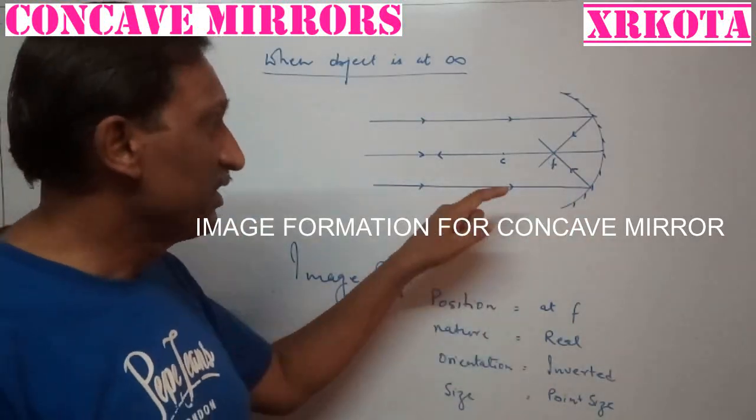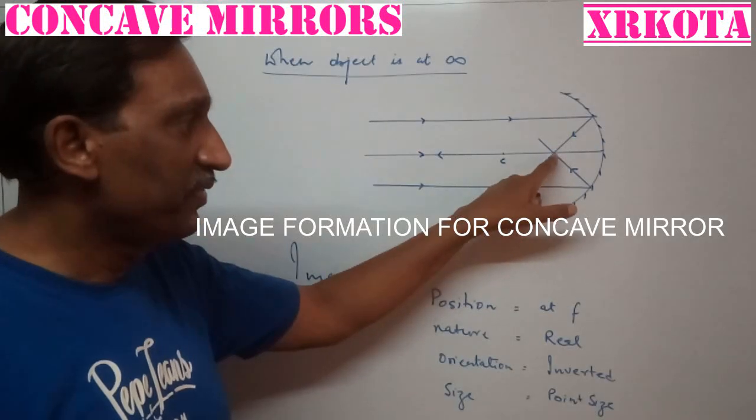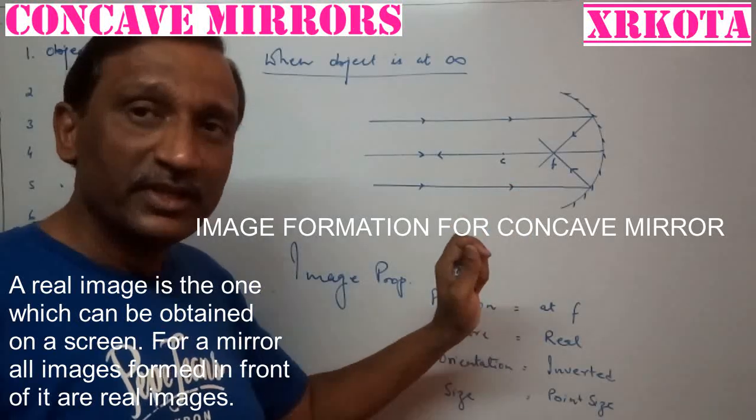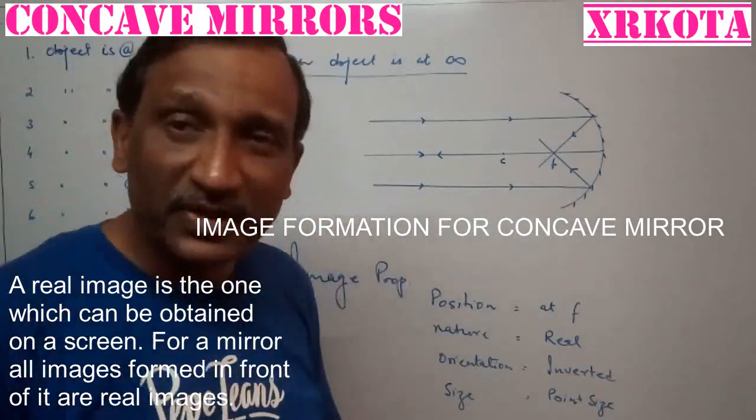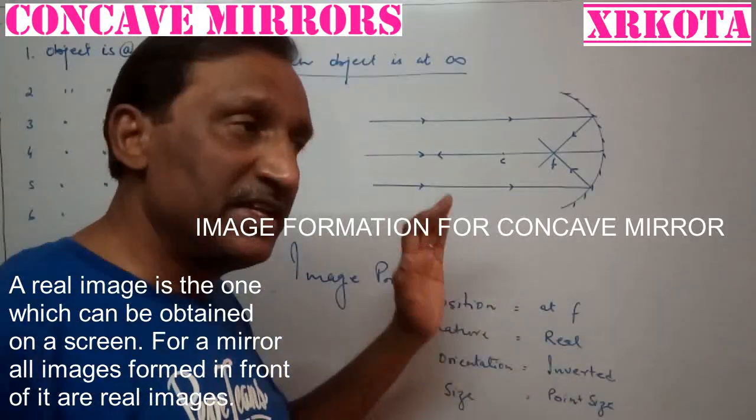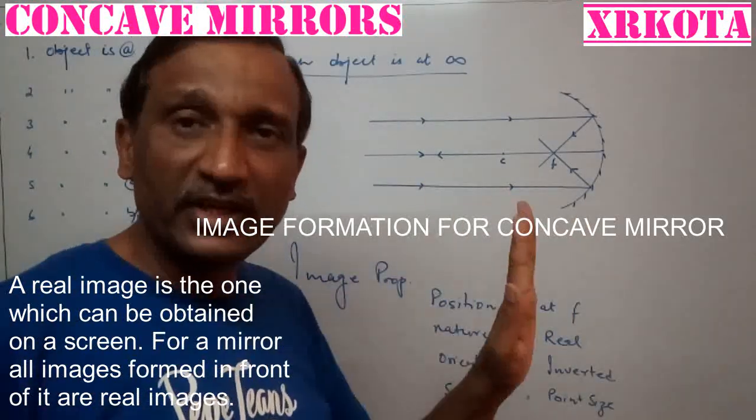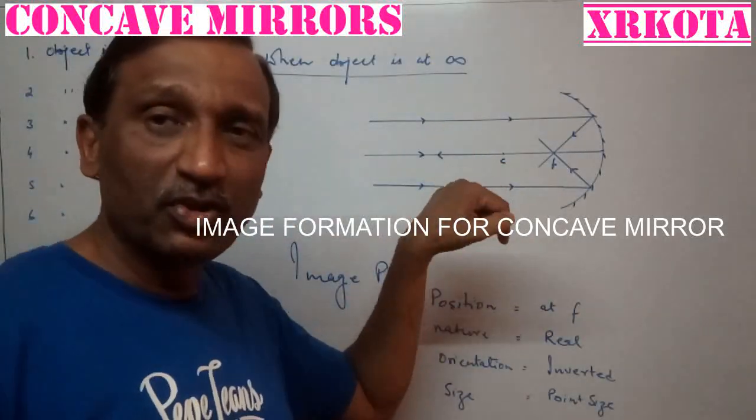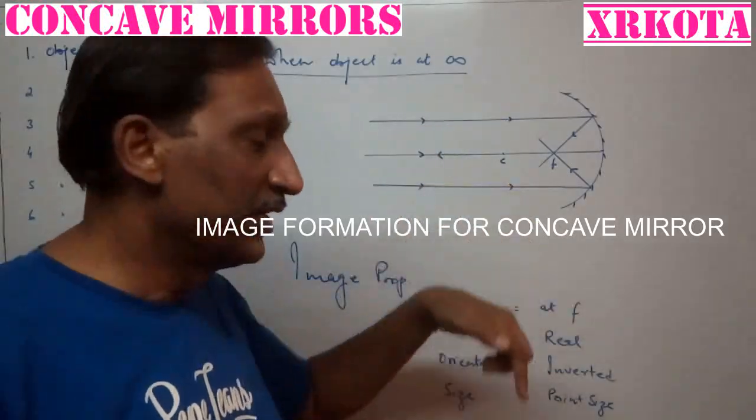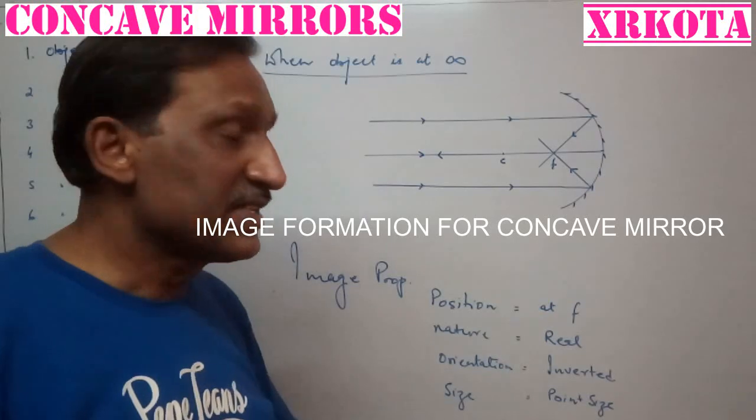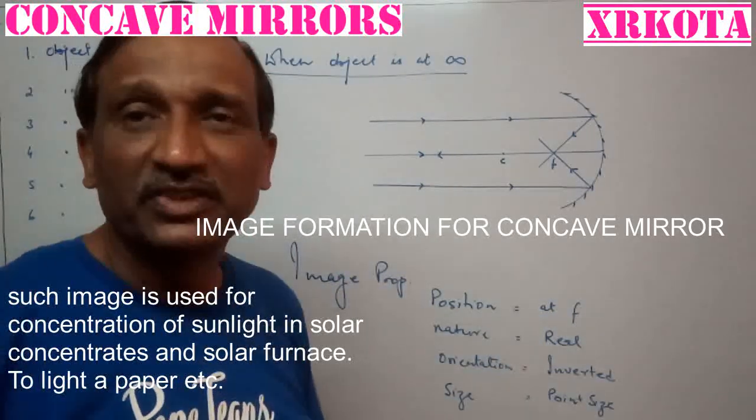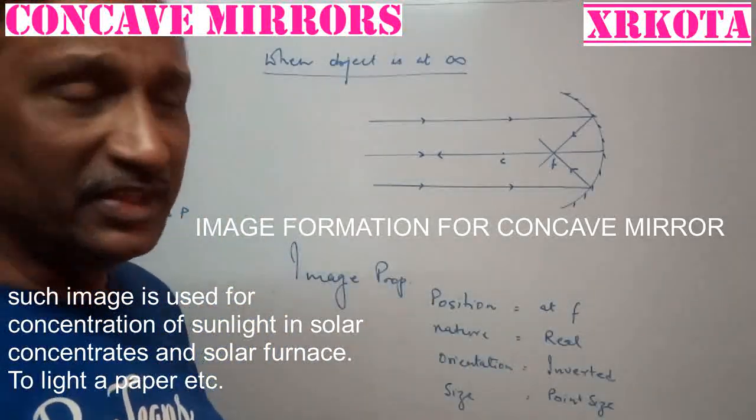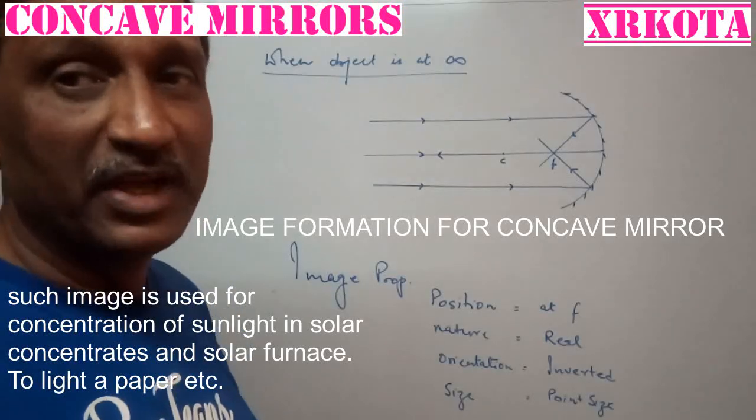And what do the image properties say? The position of the image is at F. Now the nature of the image: if we keep a screen over here, we can get the image on the screen. Any image which is formed in front of the mirror, which you can get on a screen, is called a real image. Orientation: any image which is formed by a concave mirror in front of the mirror is always inverted, that we'll see in the next example. And the size is always point size for the object when it is kept at infinity. So these are the four important properties. Next we will study when the object is kept beyond C.